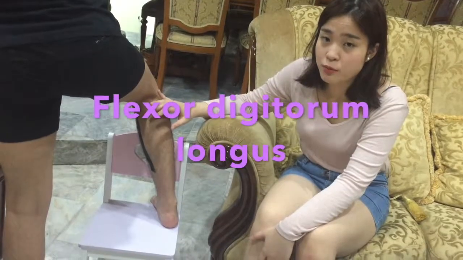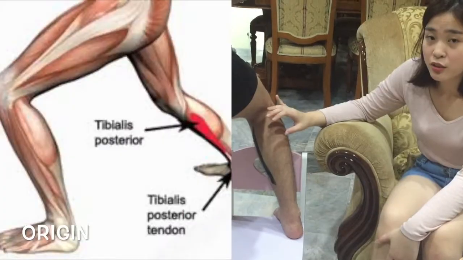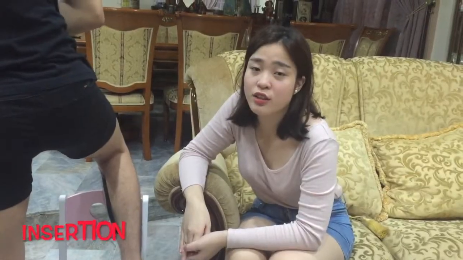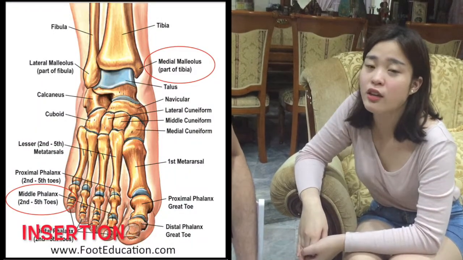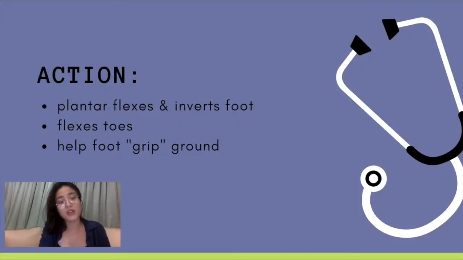Flexor digitorum longus: its origin is the posterior tibia, which is this part. For the insertion, the tendon runs behind the medial malleolus and into the distal phalanx of toes 2 to 5. The action: it plantar flexes and inverts the foot, flexes the toes, and is a push-off muscle when walking.